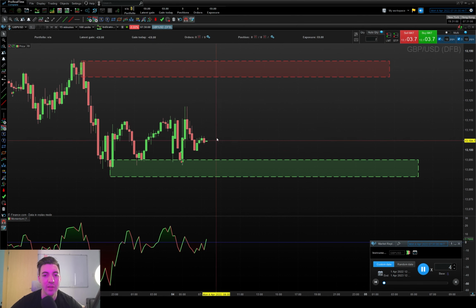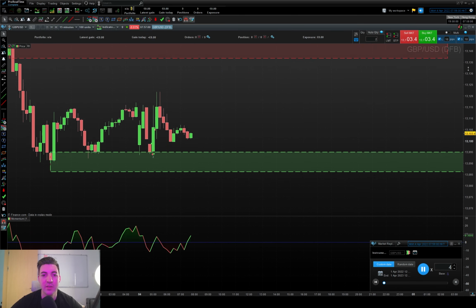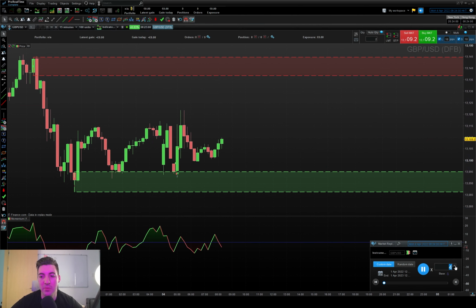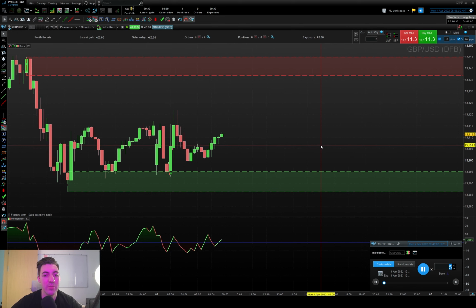You can see there's a lot of pushback between the buyers and the sellers here. Look at that. The market doesn't know where it wants to go. Let's try and speed this up a little bit. Oh, enter one of our zones.